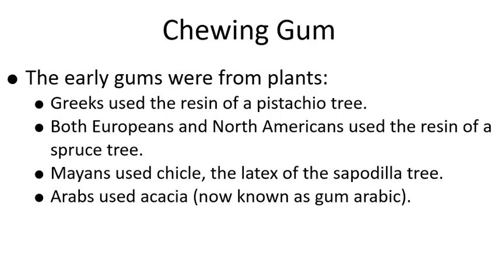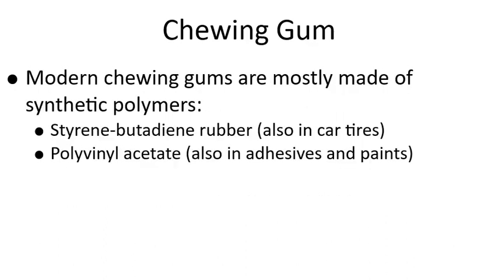Whatever the source of the flexible plant material, its plasticity and elasticity allow it to be chewed for long periods of time. We've since moved on from these natural, plant-based gums, and so modern chewing gums are mostly made of synthetic polymers such as styrene butadiene rubber, which is also used in car tires, or polyvinyl acetate, which is also used as an adhesive and an additive in paints. These polymers exist as long, flexible chains of monomer units linked together, and their strong bonds mean that we can chew them for far longer periods of time before they degrade.